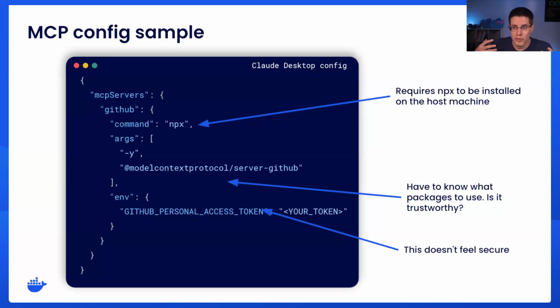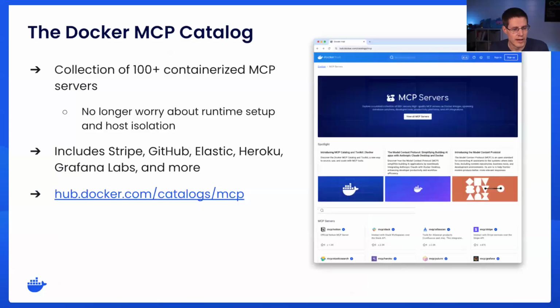So we at Docker, we looked at this problem space and looked at how can we simplify the ability to run these tools, do so securely, and do so that you don't have to worry about the runtime environments. The first thing that we announced was the MCP Catalog. And what the MCP Catalog does is it gives basically a catalog of containerized MCP servers.